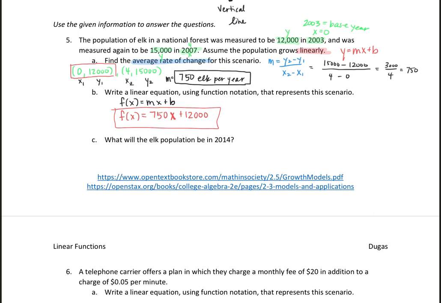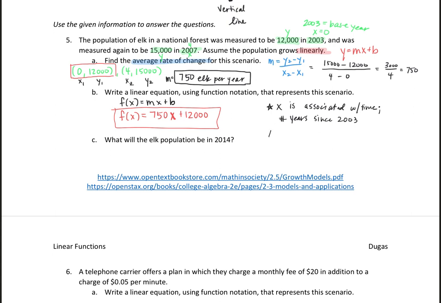Part C, what will the elk population be in 2014? So now you're going to use your formula from part B to find the answer here. So think about what our variables are representing. X is associated with the time, because we can see that from the ordered pairs. So X is associated with time, specifically years since our base year. So the number of years since 2003.